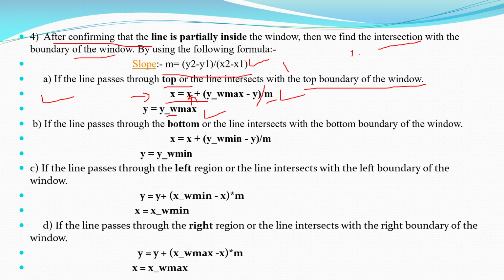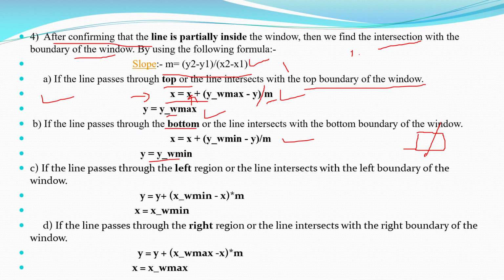If the line passes through the bottom side, or the line intersects with the bottom boundary of the window, then how do we find the x value? x equals x plus (yw min minus y) divided by m. So this is your window, and your point will be here, intersecting here. For this we find the x value with x equals x plus (yw min minus y) divided by the slope, where y minimum is here, right? And what is the y value? That is the yw min value.